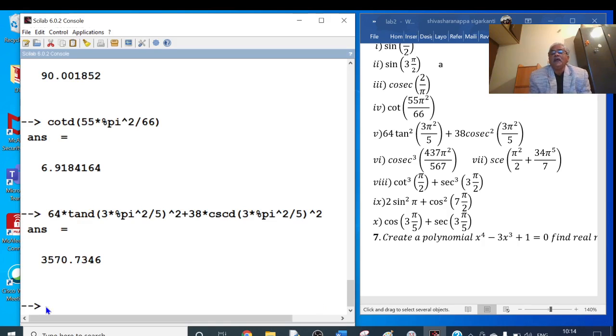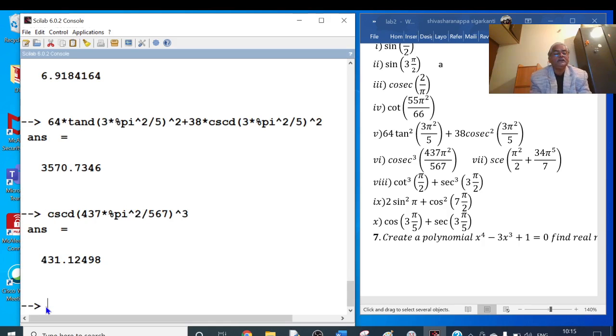Next example is cosecant cube. That is cosecant, csc; in terms of degrees I have to write d. What is the argument here? The argument is 437 into pi square, that is percent pi caret 2 divided by 567, bracket close. This is cosecant of 437 pi square by 567. To this I have to give power 3, that is caret 3. Only one term is there now. If I enter, I am getting its value.